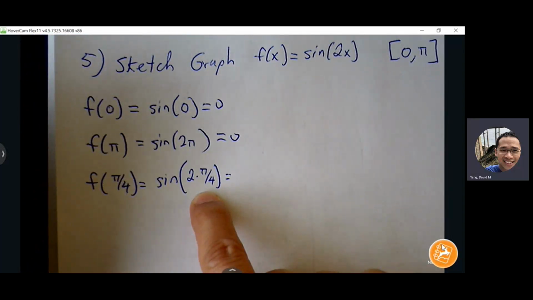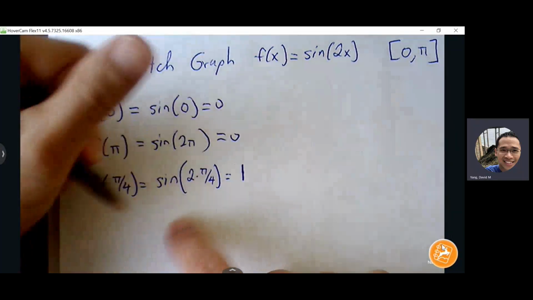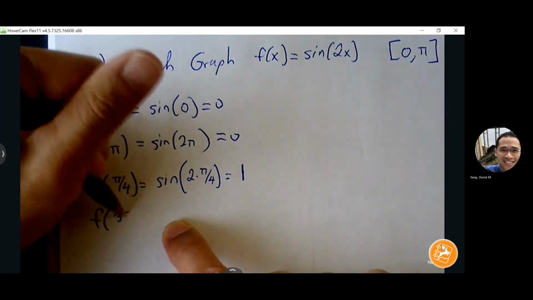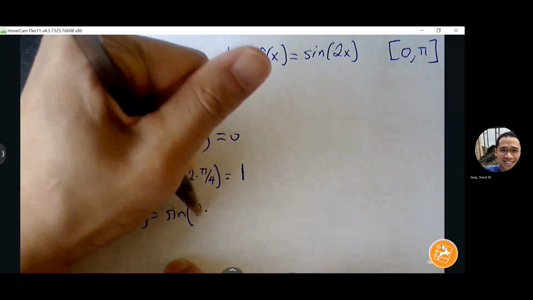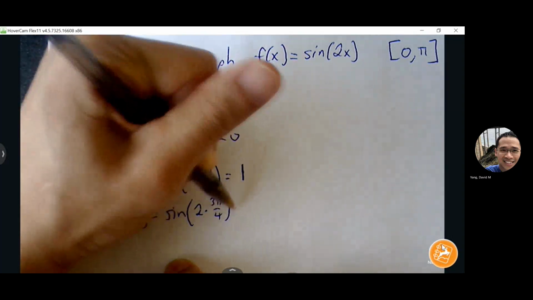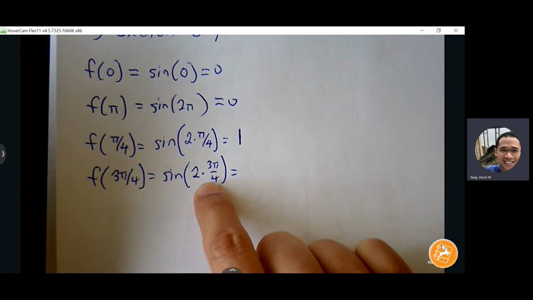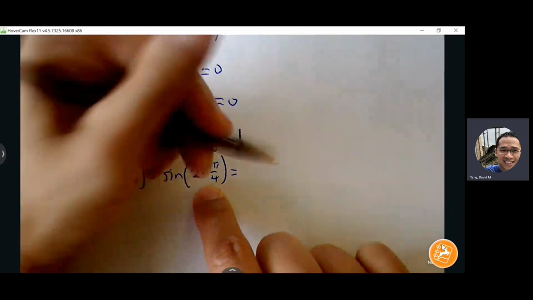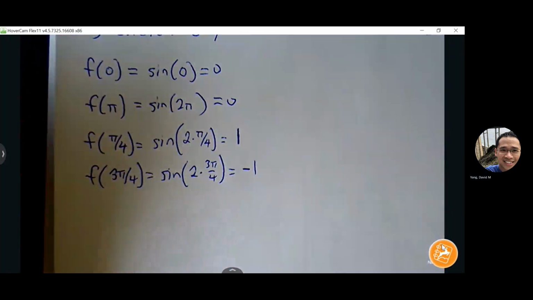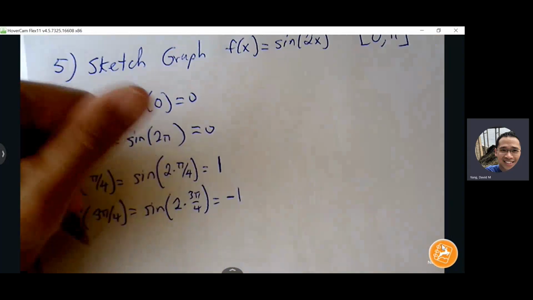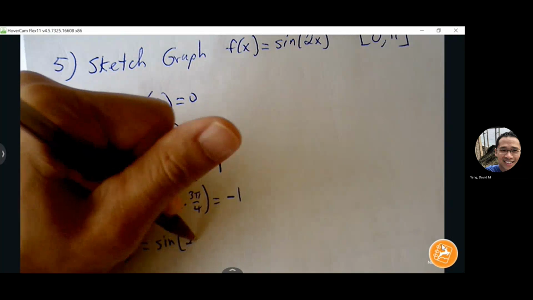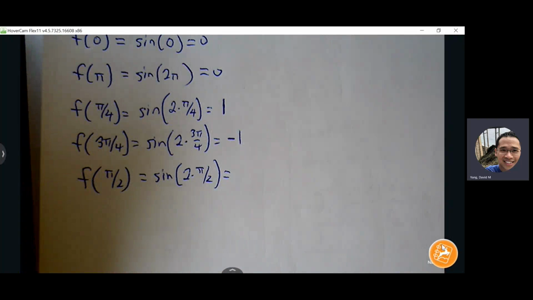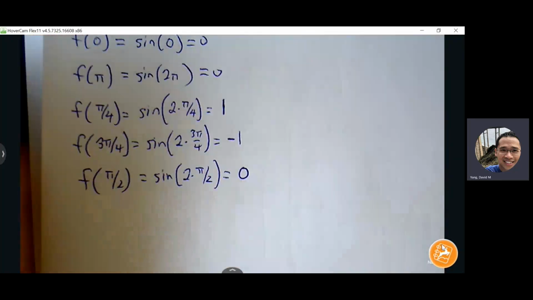So I get sine of 2 pi over 4, which is sine of pi over 2, which is 1. This is really 6 pi over 4, which is 3 pi over 2. We know sine of 3 pi over 2 is -1. Point of inflection is easy enough. We can do pi over 2 here. So 2 times pi over 2, that's sine of pi, which is 0.